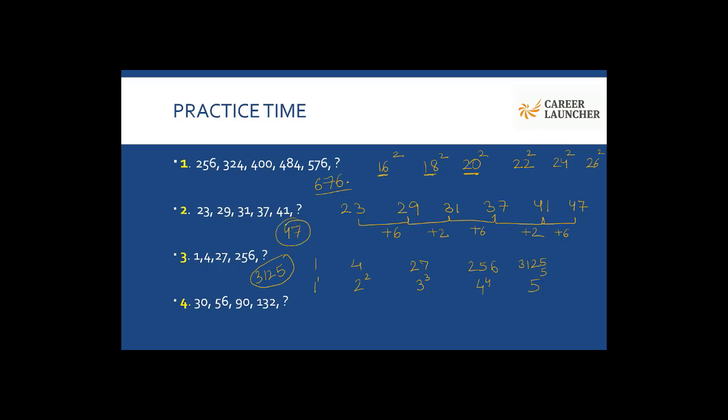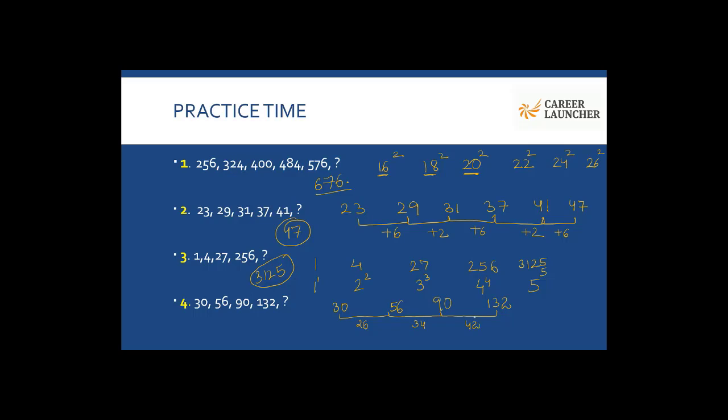Let's have a look at another one, which was 30, 56, 90, 132. In this series we can see an increase, and the increase is slow. I can't say that the increase is very rapid, so that's hinting that probably we have used addition here. So now if we check the differences, the difference is 26. Between 56 and 90, the difference is 34. Between 90 and 132, the difference is 42.